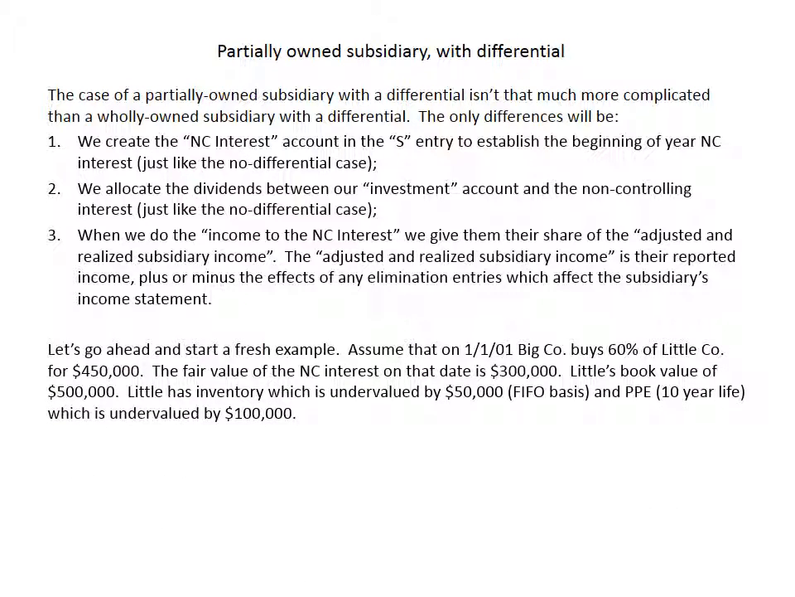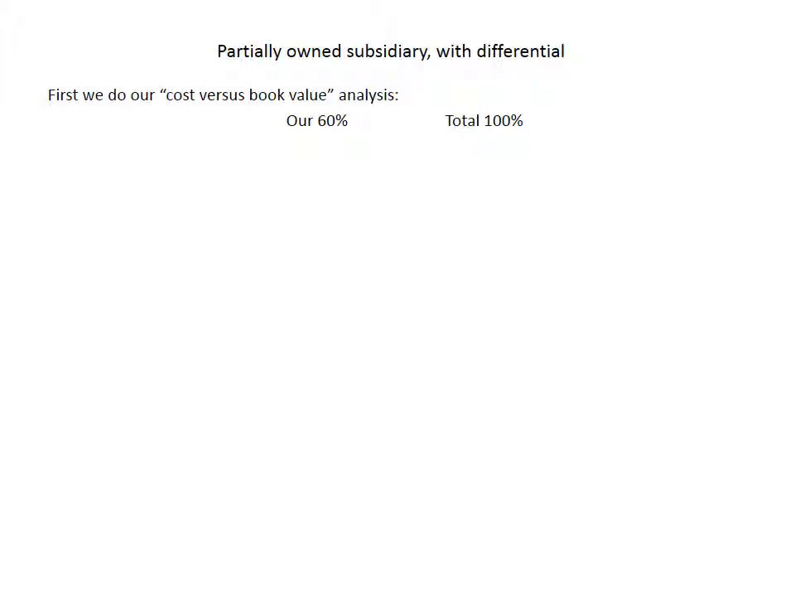Let's go ahead and start with a fresh example. Let's assume that on January 1st of year 1, Big Company buys 60% of Little Company for $450,000. The fair value of the non-controlling interest on that date is $300,000. Little's book value is $500,000. And Little has inventory which is undervalued by $50,000, FIFO basis, and property, plant, and equipment with a 10-year life which is undervalued by $100,000.